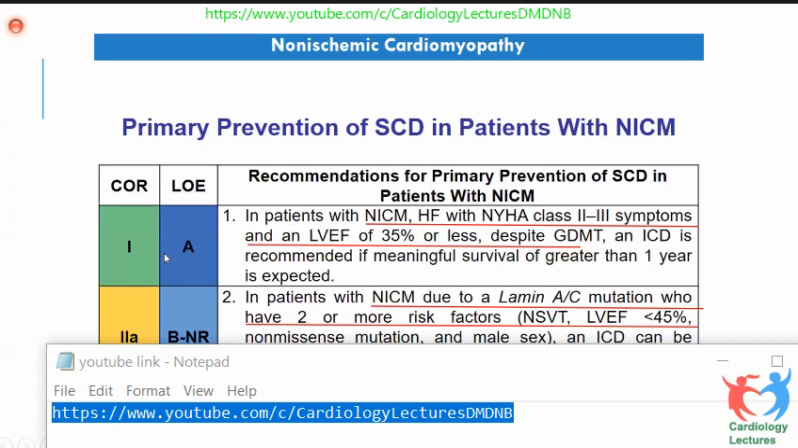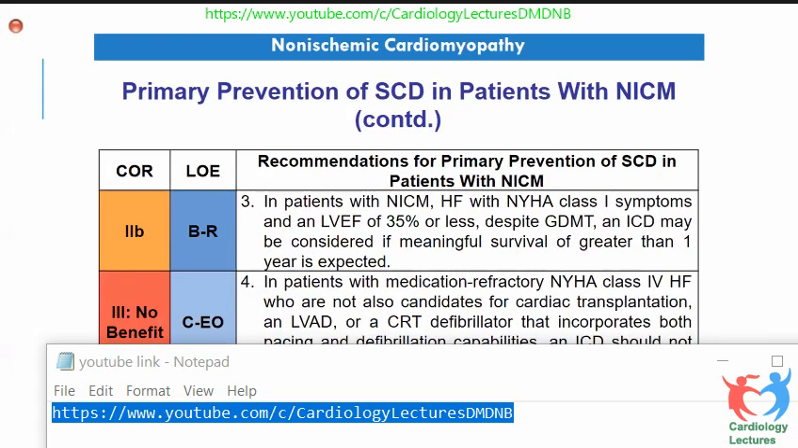So this is given a class 1 indication. And then under 2A, they look into patients with LMNA mutation who have 2 or more risk factors, such as non-sustained VT, ejection fraction less than 45%, non-missense mutation, and male sex. So ICD can be beneficial in this group with a genetic condition of LMNA mutation and ongoing left ventricular dysfunction. Functional class 1 is given the 2B in this guideline with ejection fraction less than 35%.